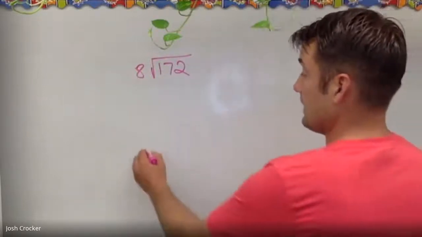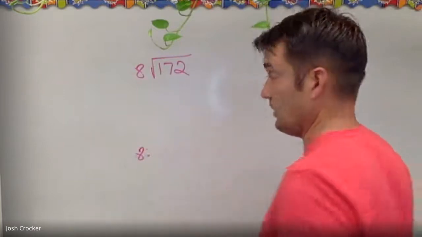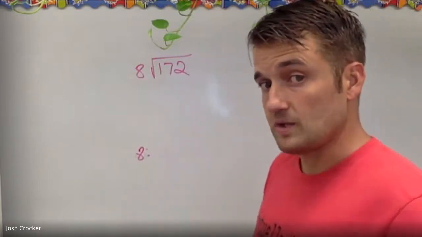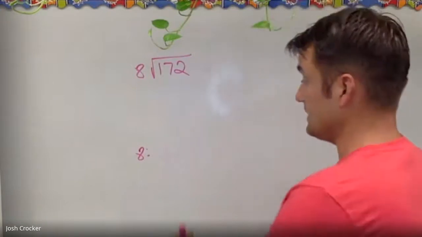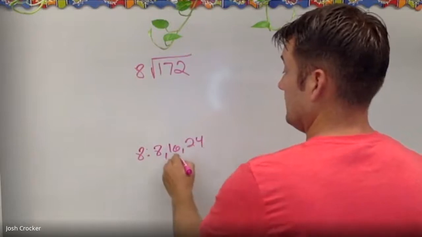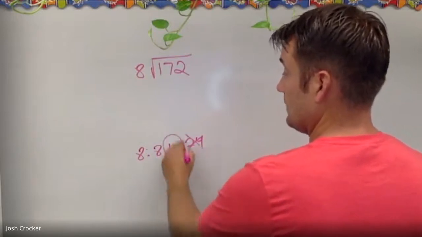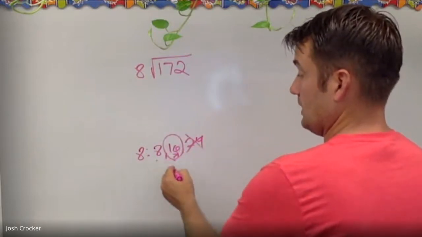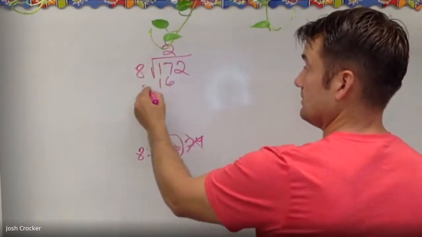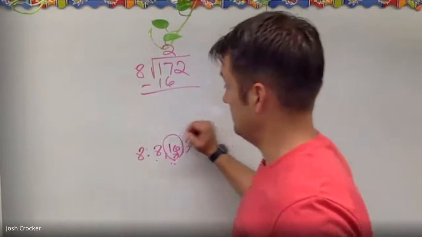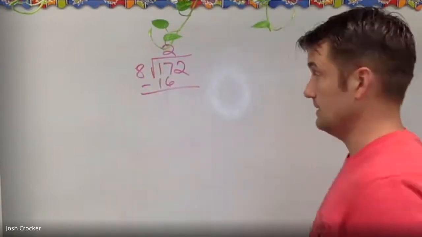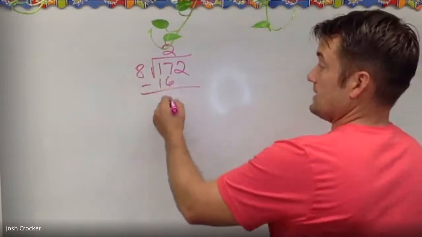So if I count by 8s, what's the closest fact I can think of that's close to 17 but not over? Well, 8s go 8, 16, 24. This is over. This is the fact I want. 8 times 2 is 16. 17 minus 16 is 1.